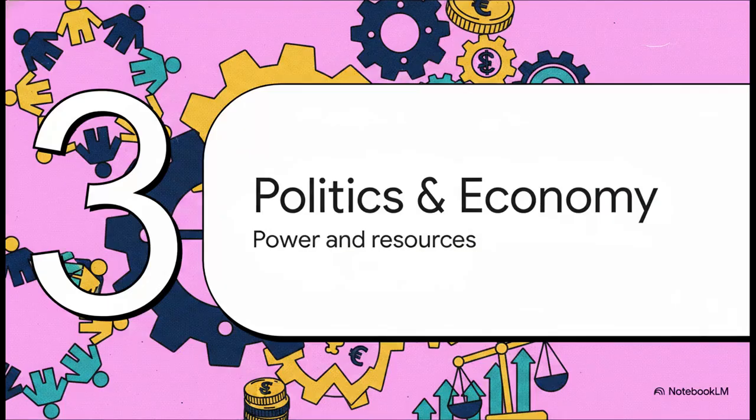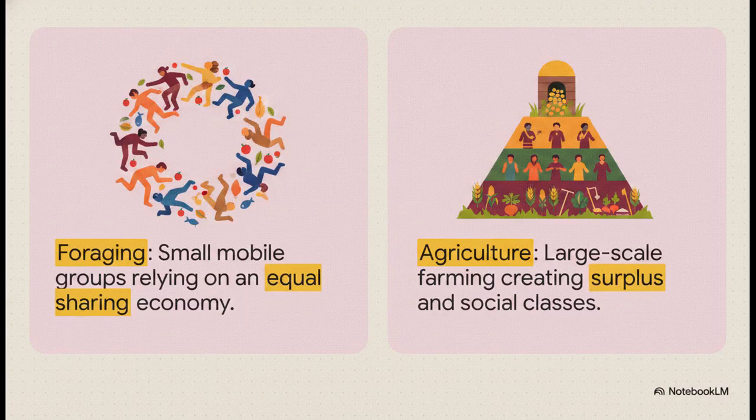All right, on to part 3, politics and economy, how we organize power and resources. As our subject's family grows into a much larger community, they're going to need systems to organize resources and maintain order. You need to contrast foraging, which is a highly mobile, equal-sharing economy, with agriculture, which relies on tools and surplus, and ultimately creates complex social classes. Foraging is our oldest economic system, right?